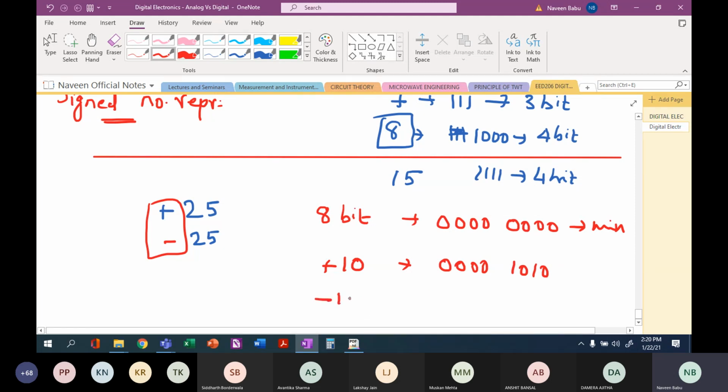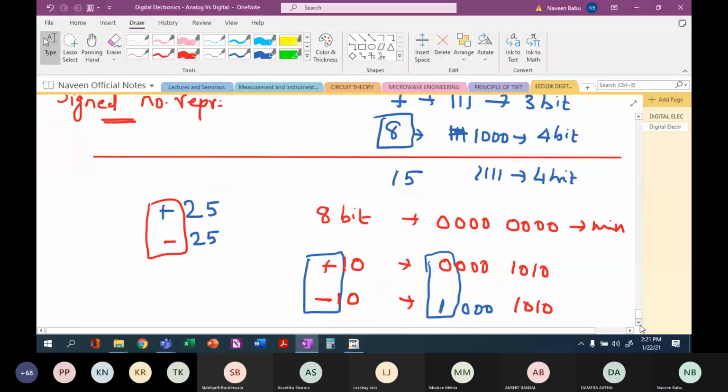Now minus 10, how do I represent? Minus 10 is represented as 1, 0, 1, 0 as usual. So this represents the magnitude part, and in order to represent the sign, one bit is allotted. Mostly, the most significant bit is allotted for representing the sign, which means minus is represented as 1 here and the rest is all 0.